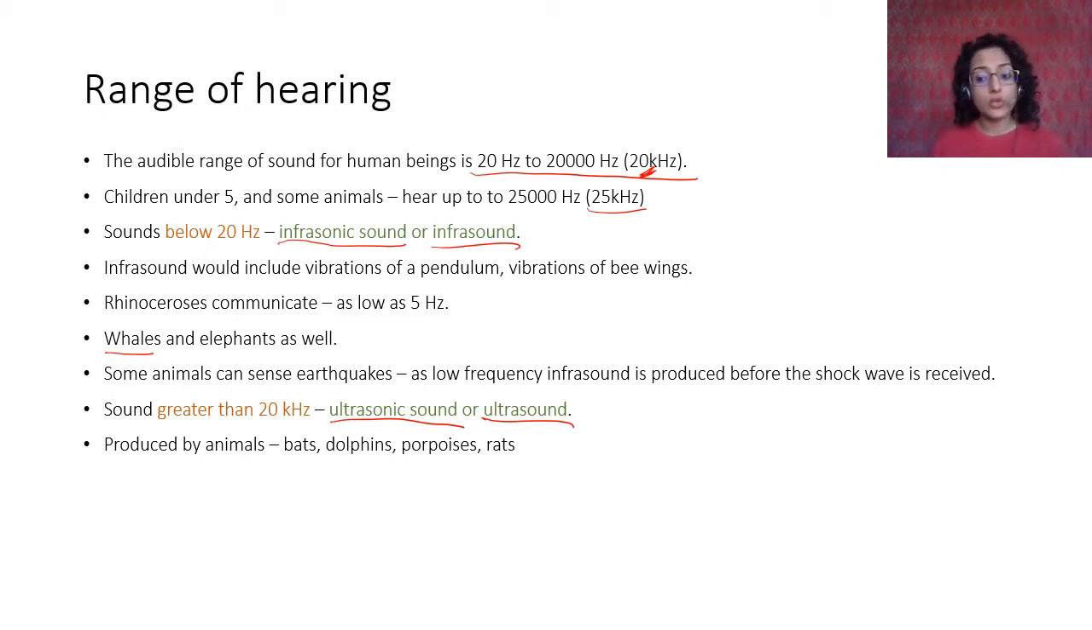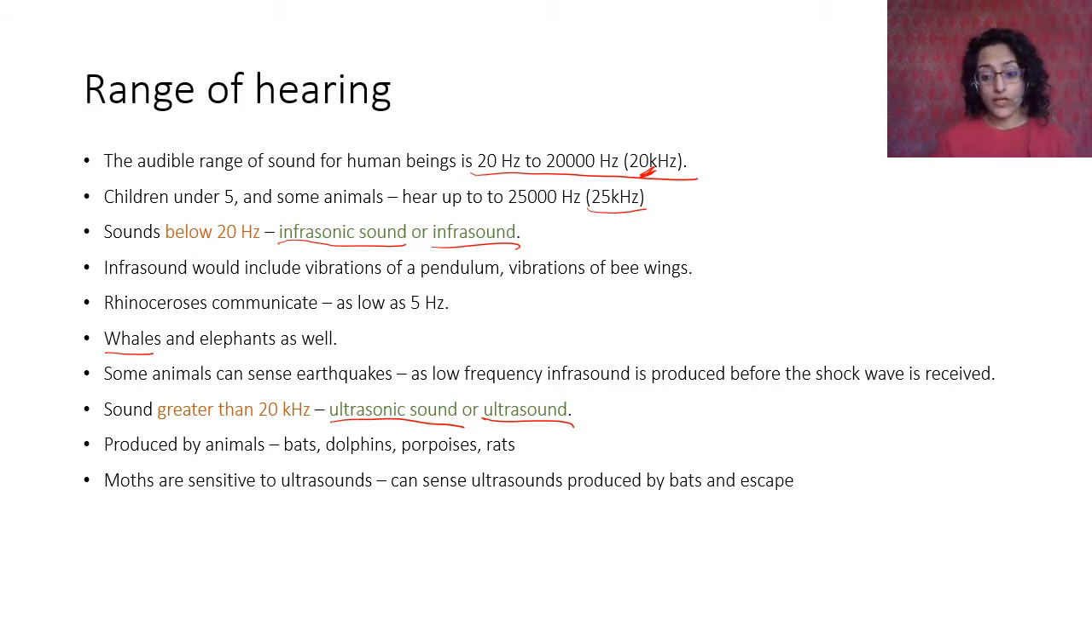Dolphins also communicate with each other through ultrasound. Like whales communicate through infrasound, dolphins communicate through ultrasound. They give out these screechy sounds, some of which are in our hearing range, so we can hear them. Some of them are in ultrasound. Porpoises also. What are porpoises? They are also mammals, like dolphins, and rats.